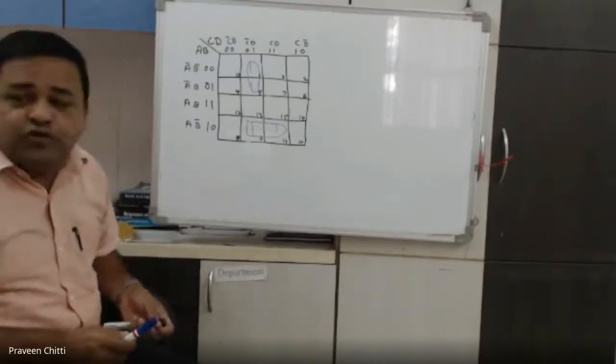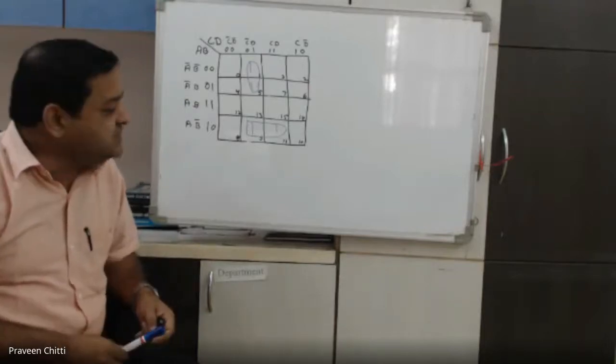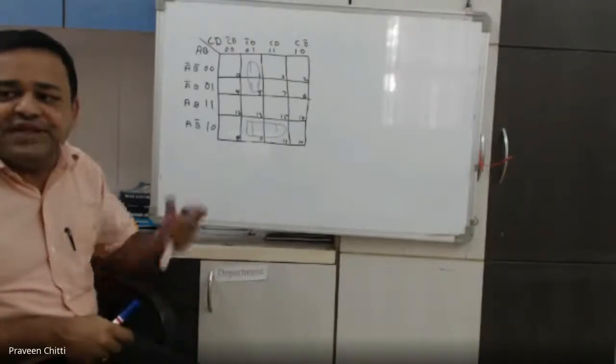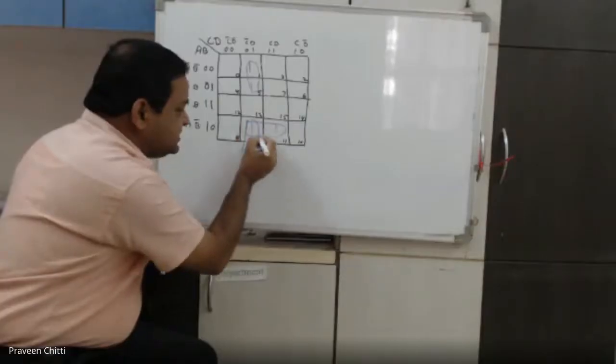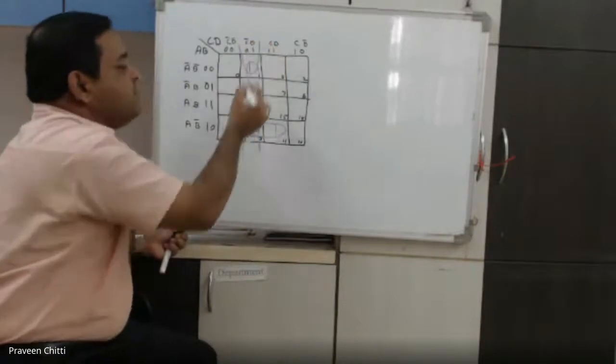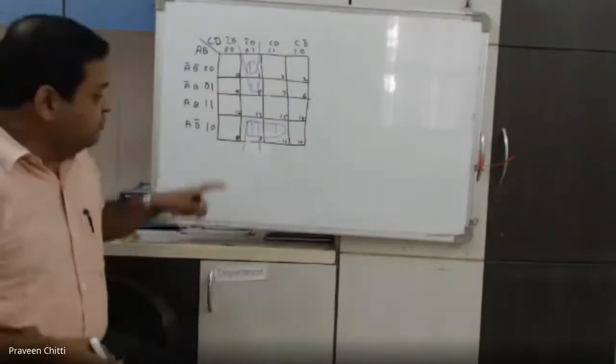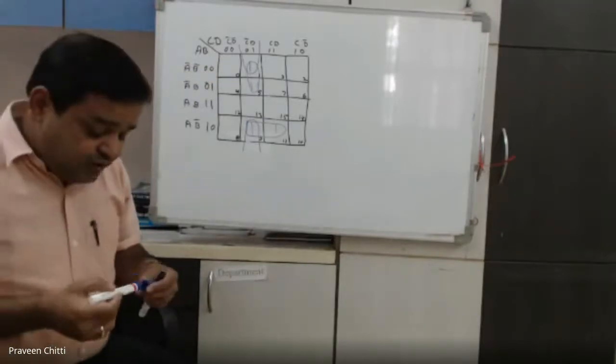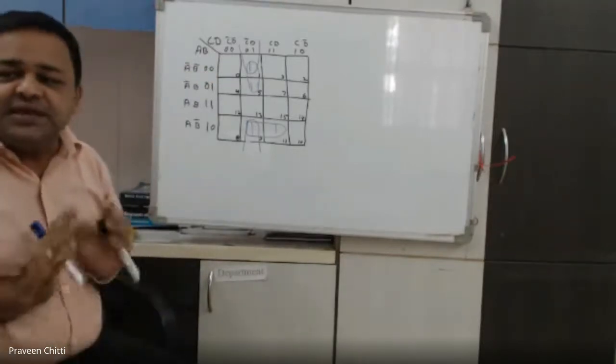But here there is one more group possible. Can anybody tell me what is that group? One more overlapping pair can be formed, which is not required, but you can form. It is the second row top one and the bottom one. This and this can be combined to form one more pair, because when you fold the K-map, folding and overlapping is also possible in the K-map.